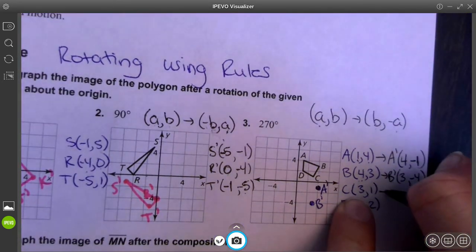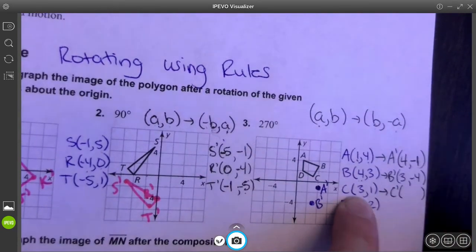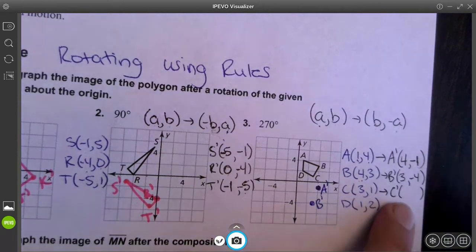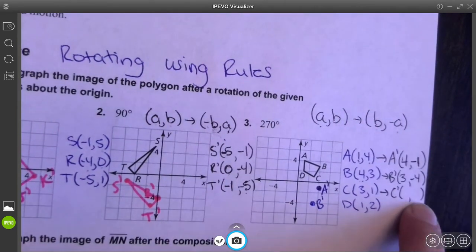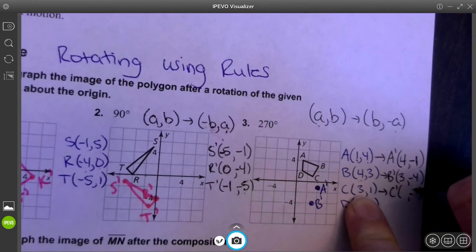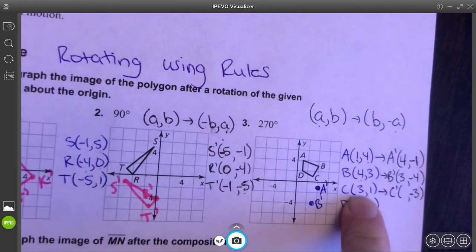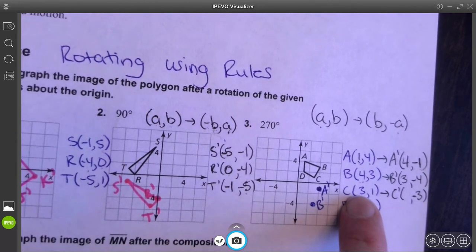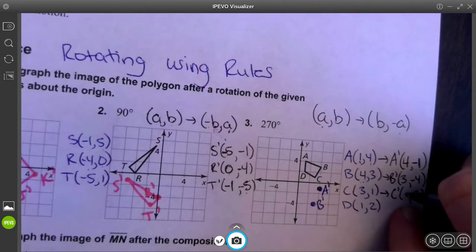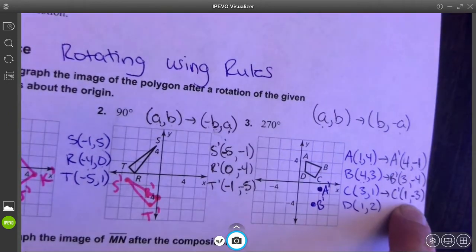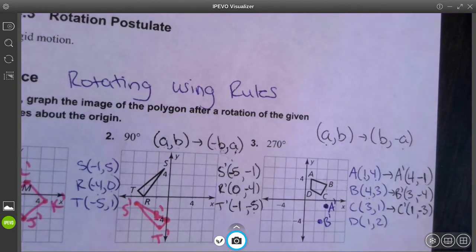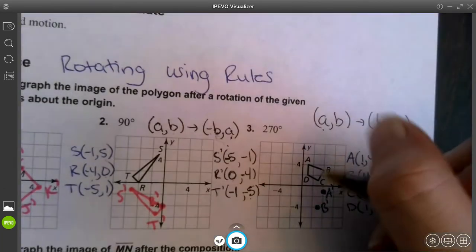To get C prime, the x coordinate of my pre-image will become the y coordinate of my image, but the opposite. The opposite of +3 is -3. So -3 is the y coordinate of C prime. The y-coordinate 1 of my pre-image will become the x-coordinate of my image. C prime is located at +1, -3.